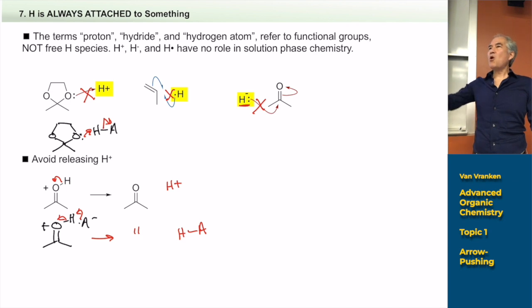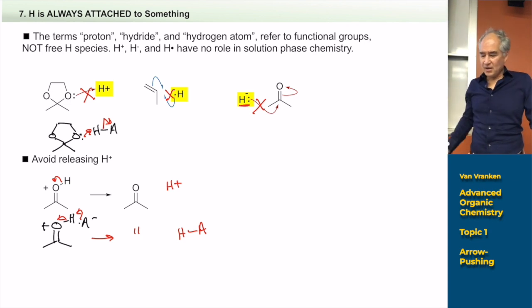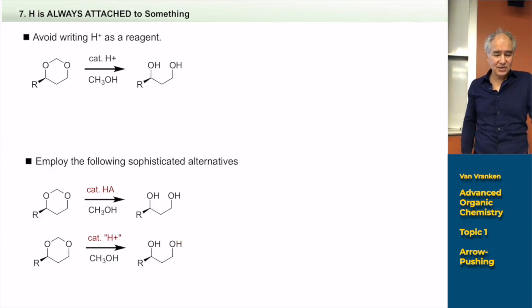So don't draw H+ ever in our class. Don't write H dot, don't write H-. Those things aren't realistic. You'll often see in books and in the older research literature, really, people write stuff like H+.